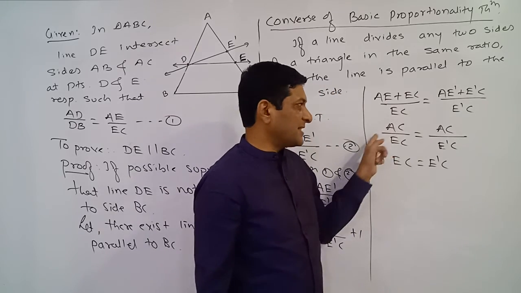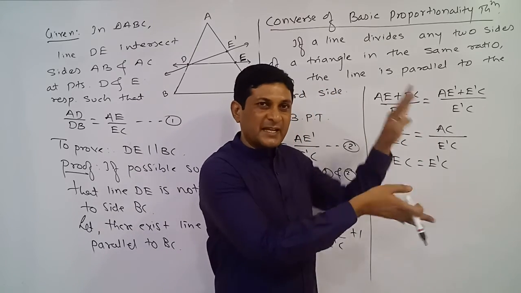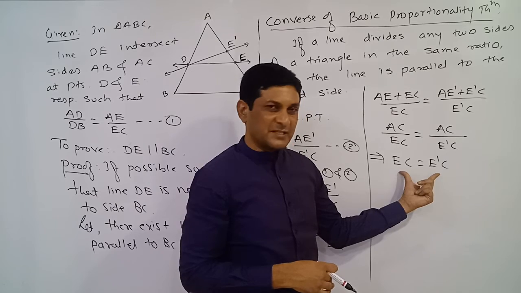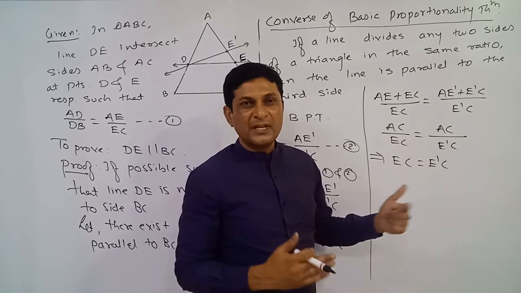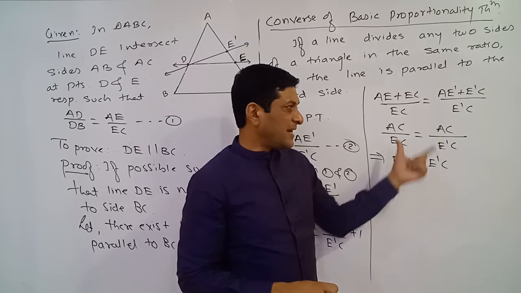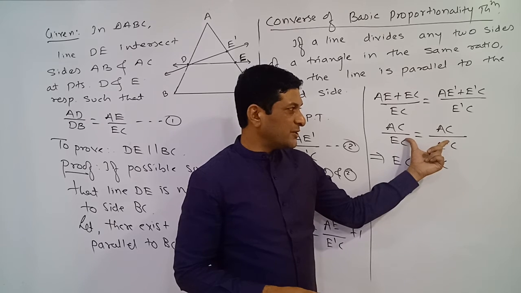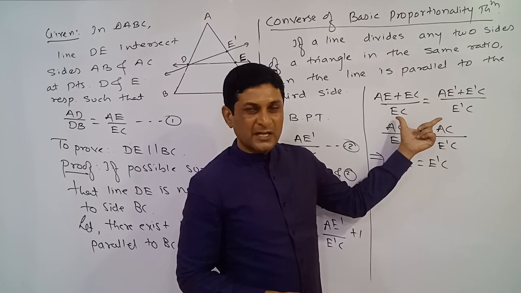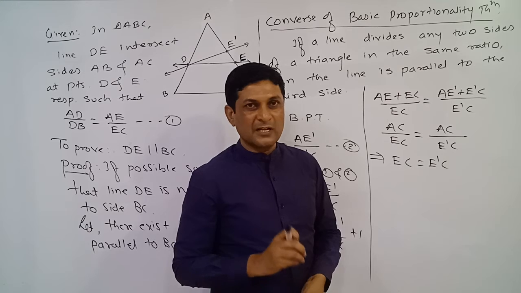Otherwise you can say that cancelling AC on both sides, then taking the reciprocal on both sides, we will get this result. But it is not necessary to extend the steps here. So directly we can conclude that these two ratios are equal. Their numerators are equal, which means the denominators are also equal.